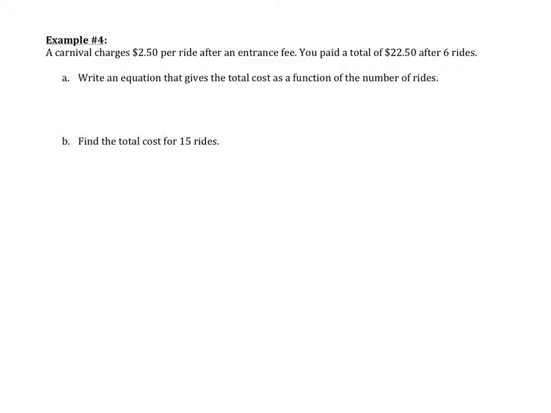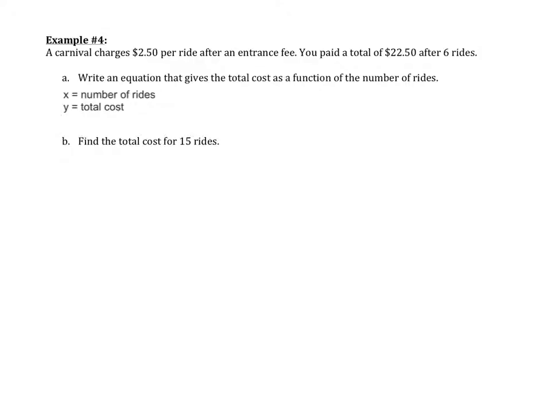So, as always, let's first identify what our x value and our y value will represent. It says that the cost is a function of the number of rides. So that means that the cost is determined by the number of rides. So the number of rides would be your independent variable x, and your total cost would be your dependent variable y. So again, x is the number of rides and y is your total cost.